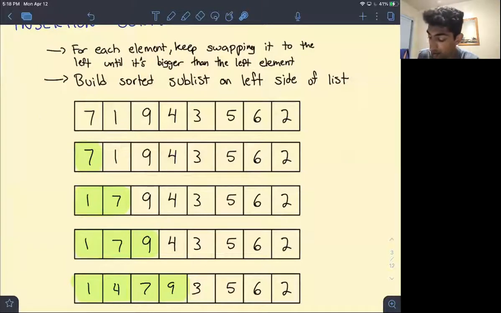We're going to start off by looking at the number 7. Since 7 is the leftmost element, we will leave 7 as is. Then we will look at the number 1, and we will say, are you smaller than 7? 1 is smaller than 7, so we will swap 1 and 7, and accordingly, this will be the state of the sorted subarray that we're building.